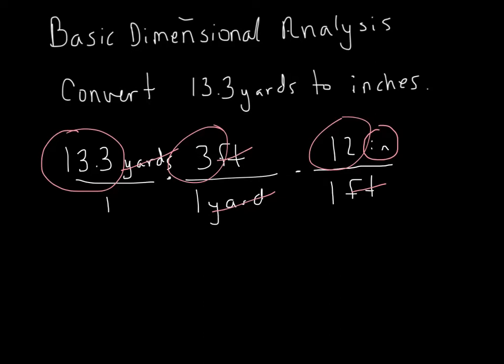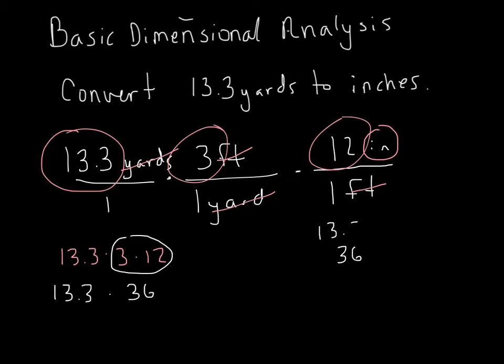And obviously I don't have a calculator on here, so I would need to know simply what is 13.3 times 3 times 12. To make this a bit easier, because it doesn't matter the order, I can do this one in my head, so I know that's 36. That's the only problem I have to do here by hand. So 36 times 13.3.